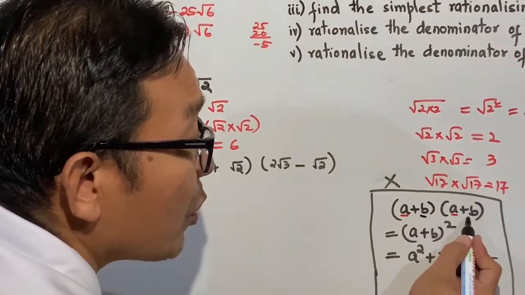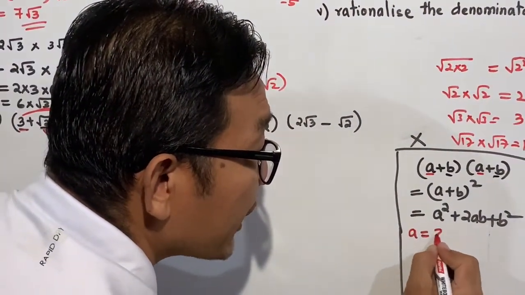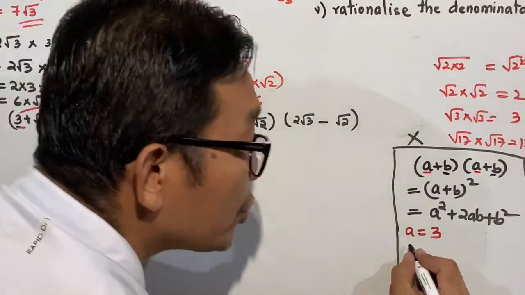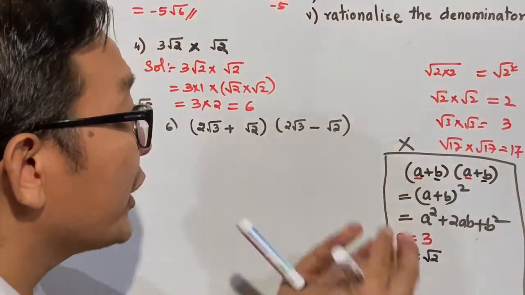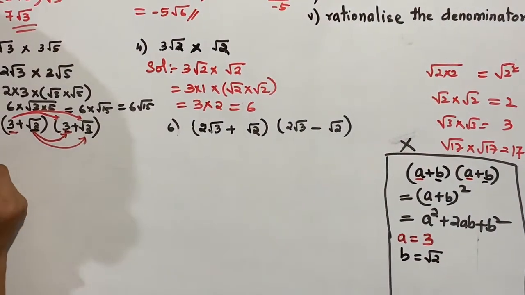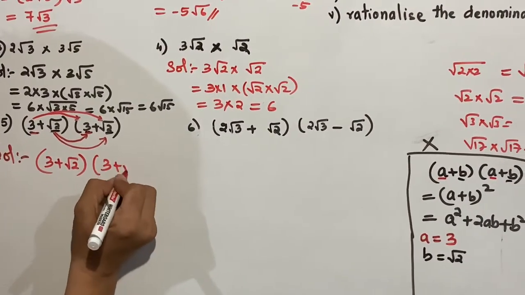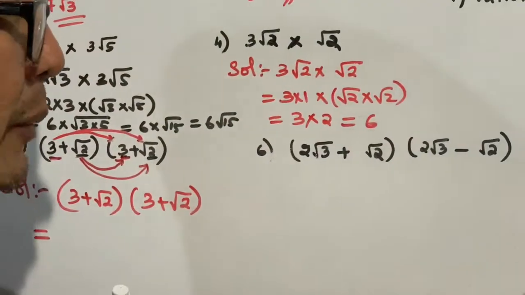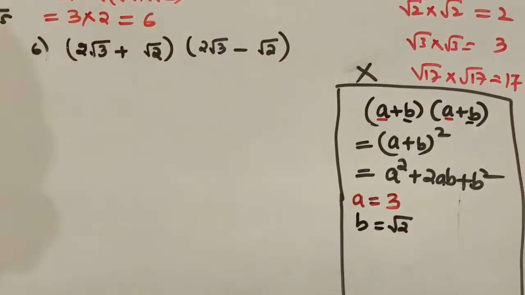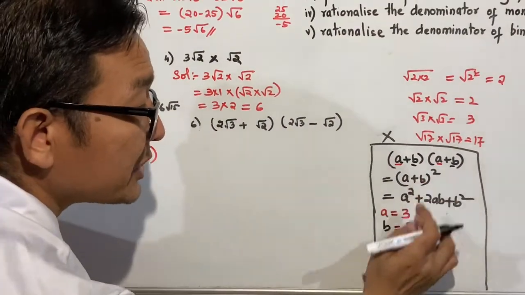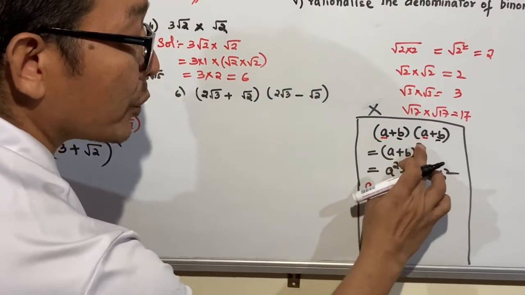Here the terms are given. A is 3, so the value of A is 3. B is root 2, so the value of B is root 2. Then, in the formula, A and B take these values. So 3 plus root 2 times 3 plus root 2 squared. Now substitute into the A plus B whole square formula. Substitute this example: A plus B whole square, where A is 3 and B is root 2, root 2 whole square, which is equal to A plus B whole square.